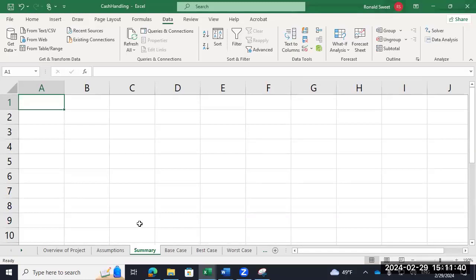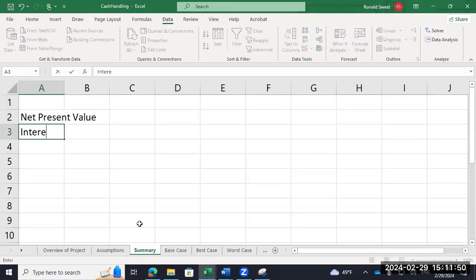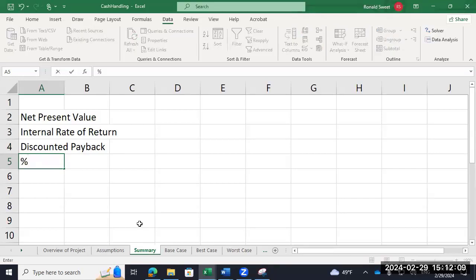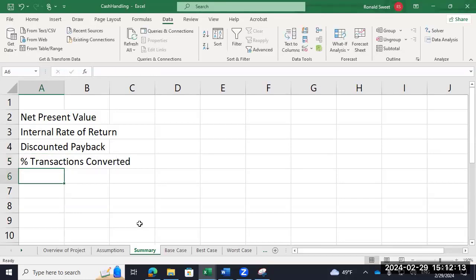So how do we want to do the summary? So I want to have some key information. So I might say net present value, internal rate of return, discounted payback. And then what else would be a good summary? Well, what was the key factor in this case that we're so interested in? Percentage transactions converted. So I think that would be important as well.